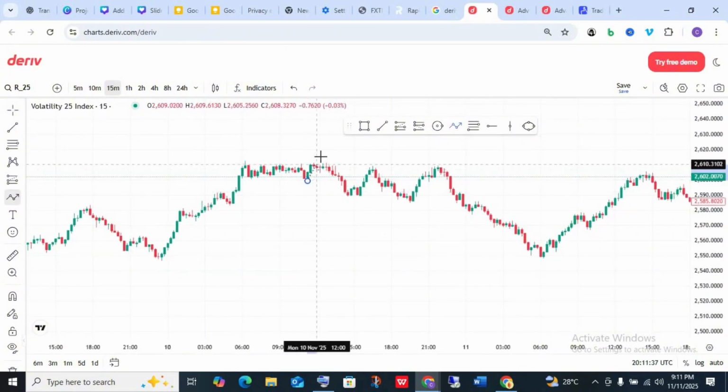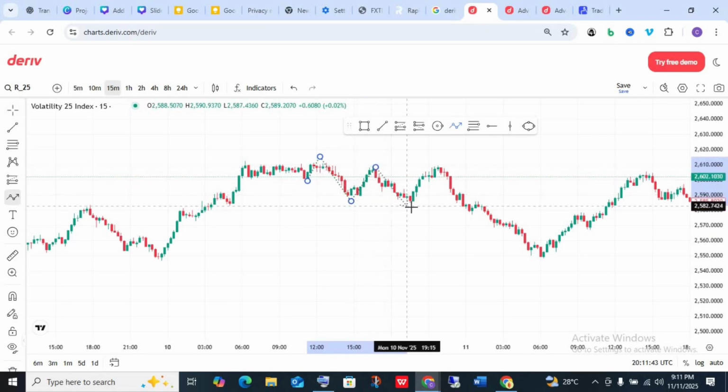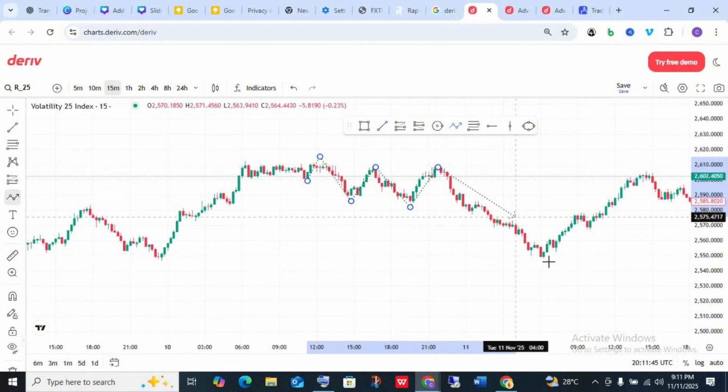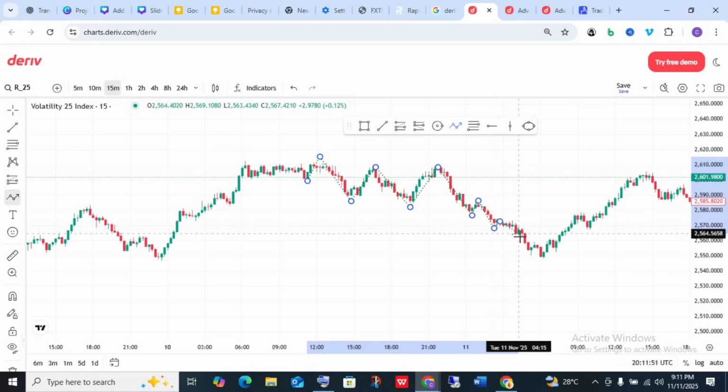Okay, now I'm talking about a downtrend. You can see a high, higher low, lower low, lower high, lower low, lower high, lower low over here, lower high over here, lower low over here, just like that.